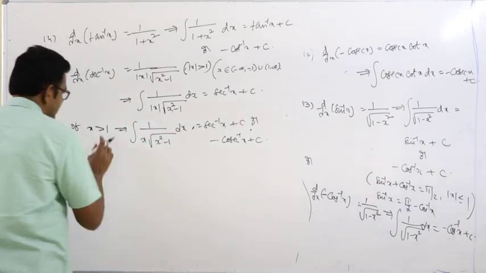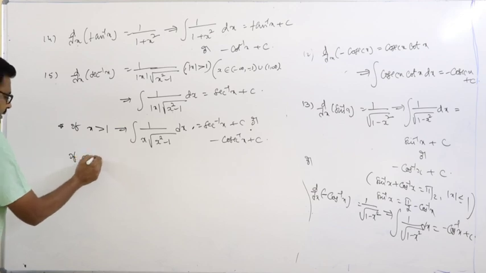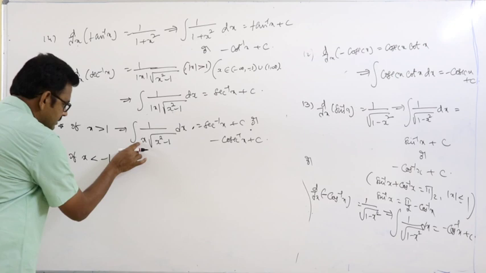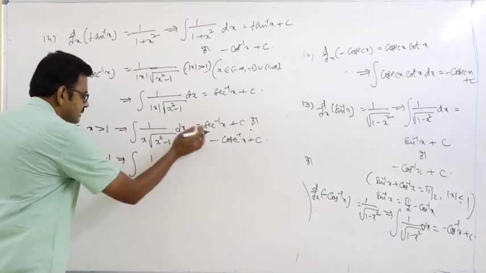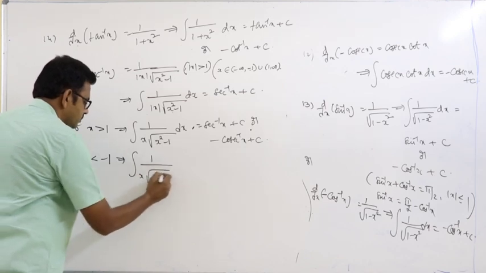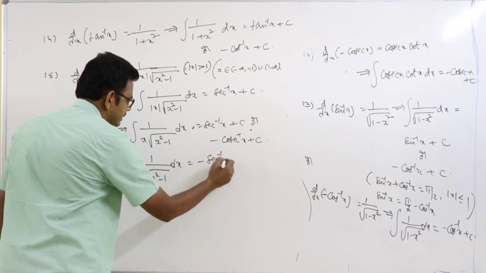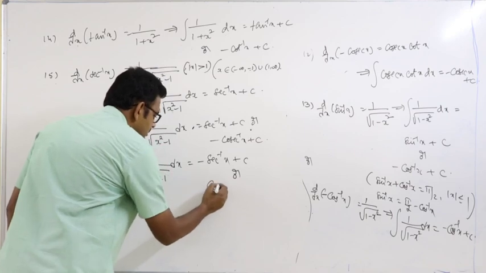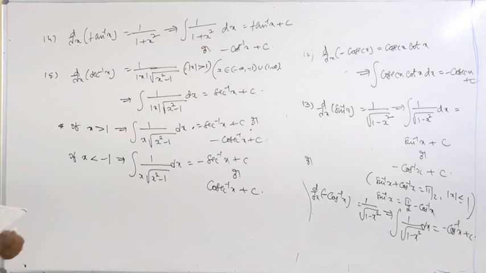So, if x is less than minus 1, then mod x is what? Minus x. So I can put the minus on this side: integral 1 by x into root of x square minus 1 dx is equal to minus secant inverse x plus c, or cosecant inverse x plus c.